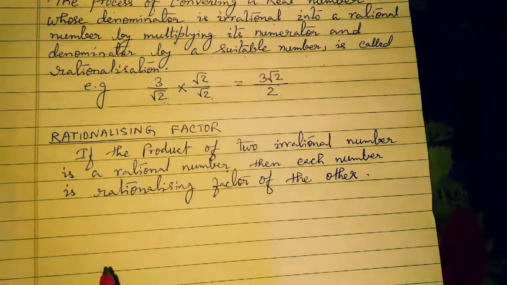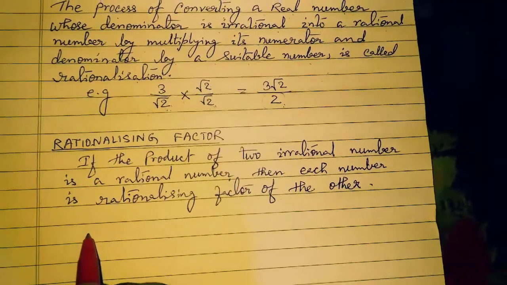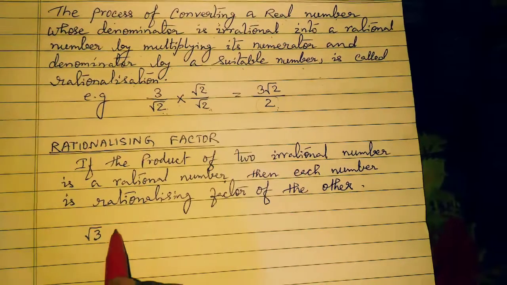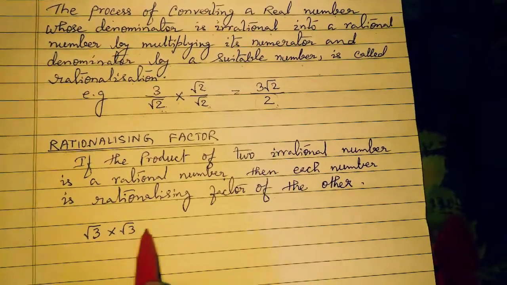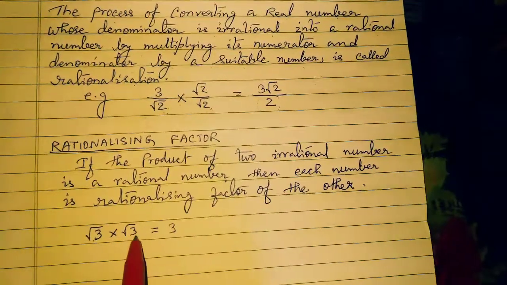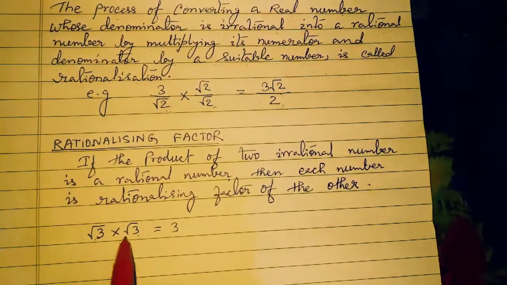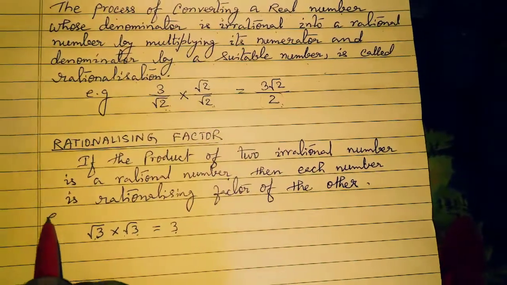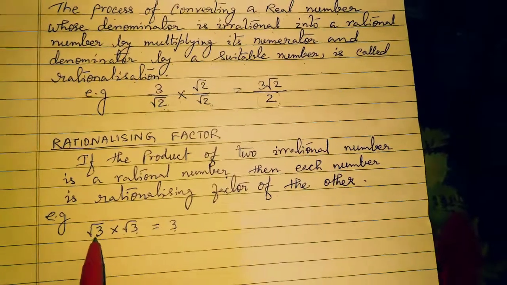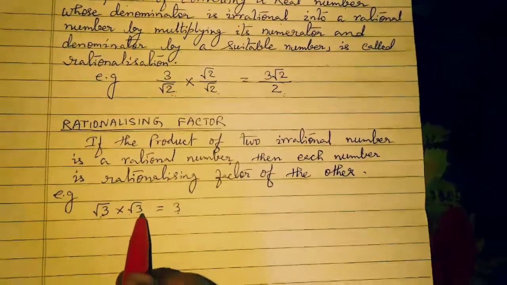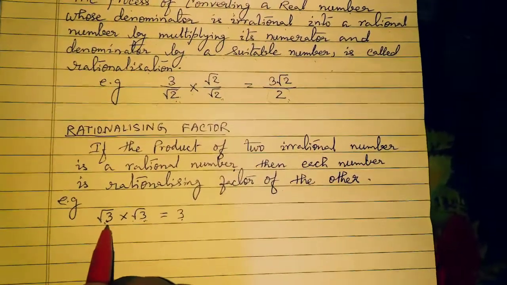Suppose root 3 is given. Root 3 and root 3, if you multiply, we get 3. These two are irrational numbers, and if you multiply, you get a rational number. This is the example. So this root 3 is a rationalizing factor of this root 3, and this root 3 is also a rationalizing factor of this root 3.